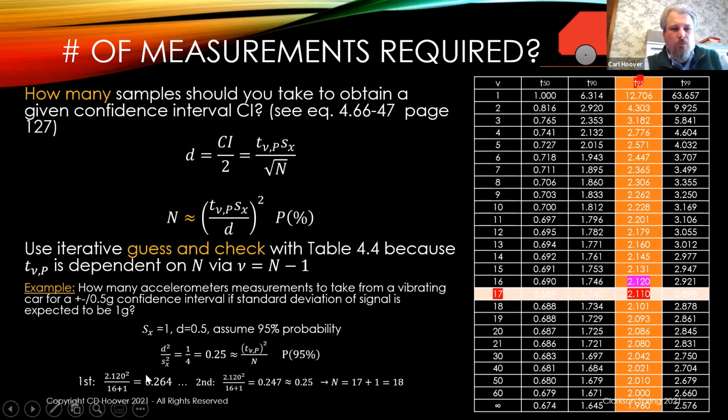So 0.25, what's close to that? Well, we can kind of look around here for 95%. And so we'll start with 16, and we get 0.264. And then next time through, we get 0.247. That's 0.25. I think there might be something wrong here.